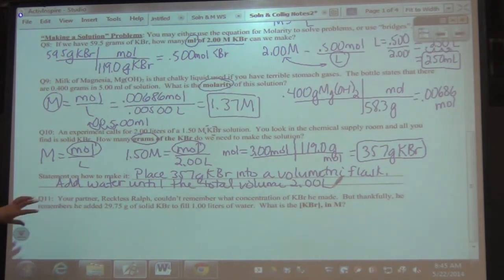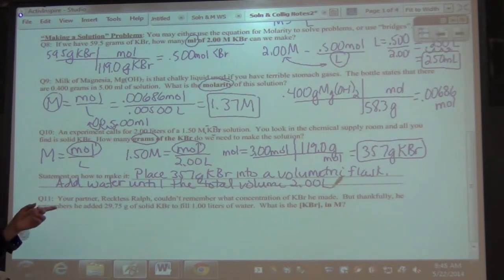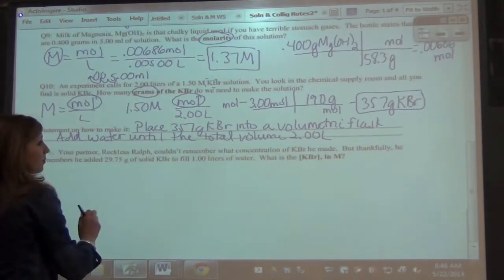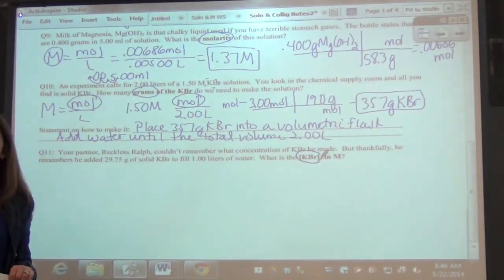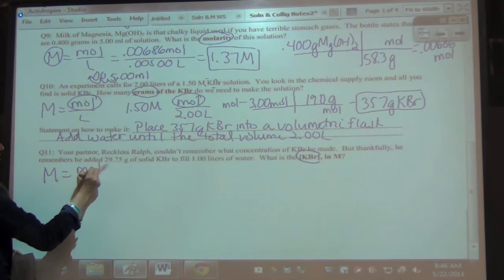Let's try one last one, and then we're done here. Your partner, Reckless Ralph, couldn't remember what concentration of KBr he made, but thankfully he remembers that he added 29.75 grams of the KBr to fill 1 liter of water. What's the concentration? They may write concentration in brackets. If you put something in brackets, that means the concentration of. So what are we looking for in this equation? Big M. Awesome.